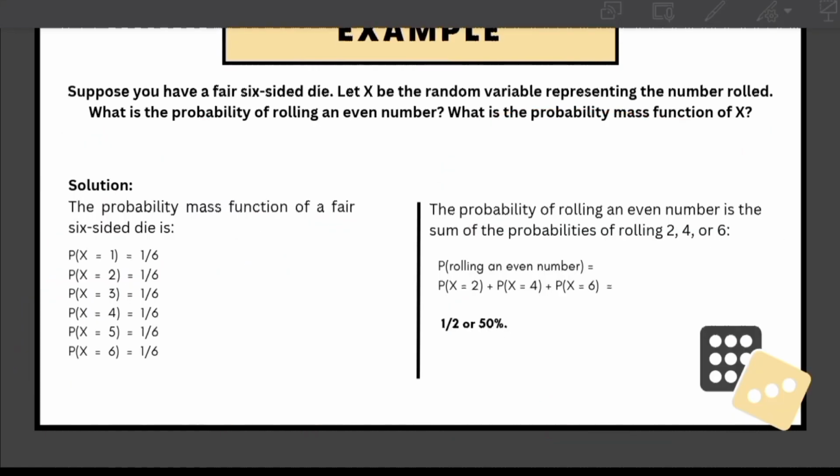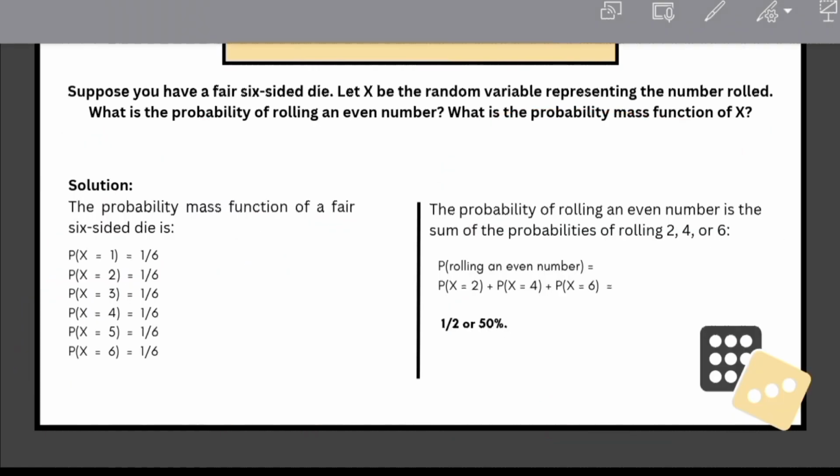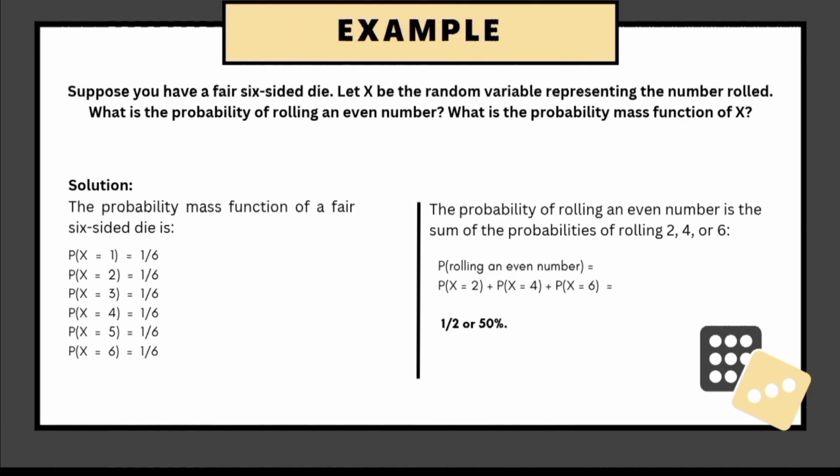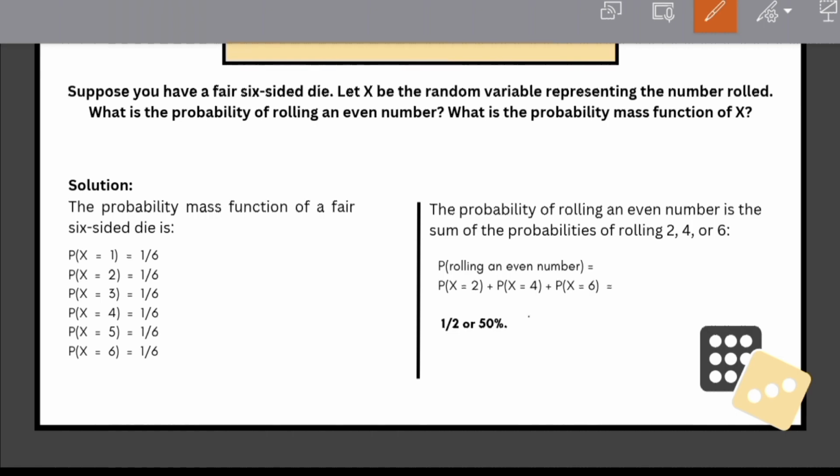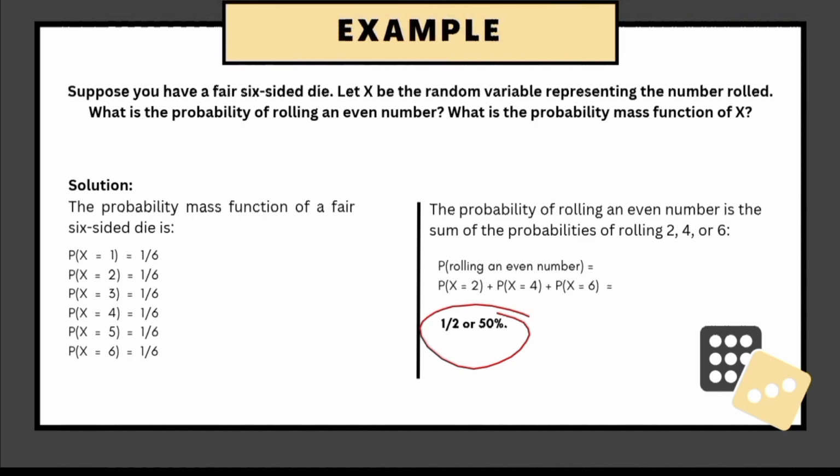Here is a clearer view. The probability mass function of a fair six-sided die is 1/6 for every outcome, right? And the probability of rolling an even number is the sum of the probabilities of rolling a 2, a 4, and a 6, which we added. 1/6 plus 1/6 plus 1/6 is equal to 3/6, or if we simplify, 1/2 or 50%. So therefore, we have a 50% chance of rolling an even number.